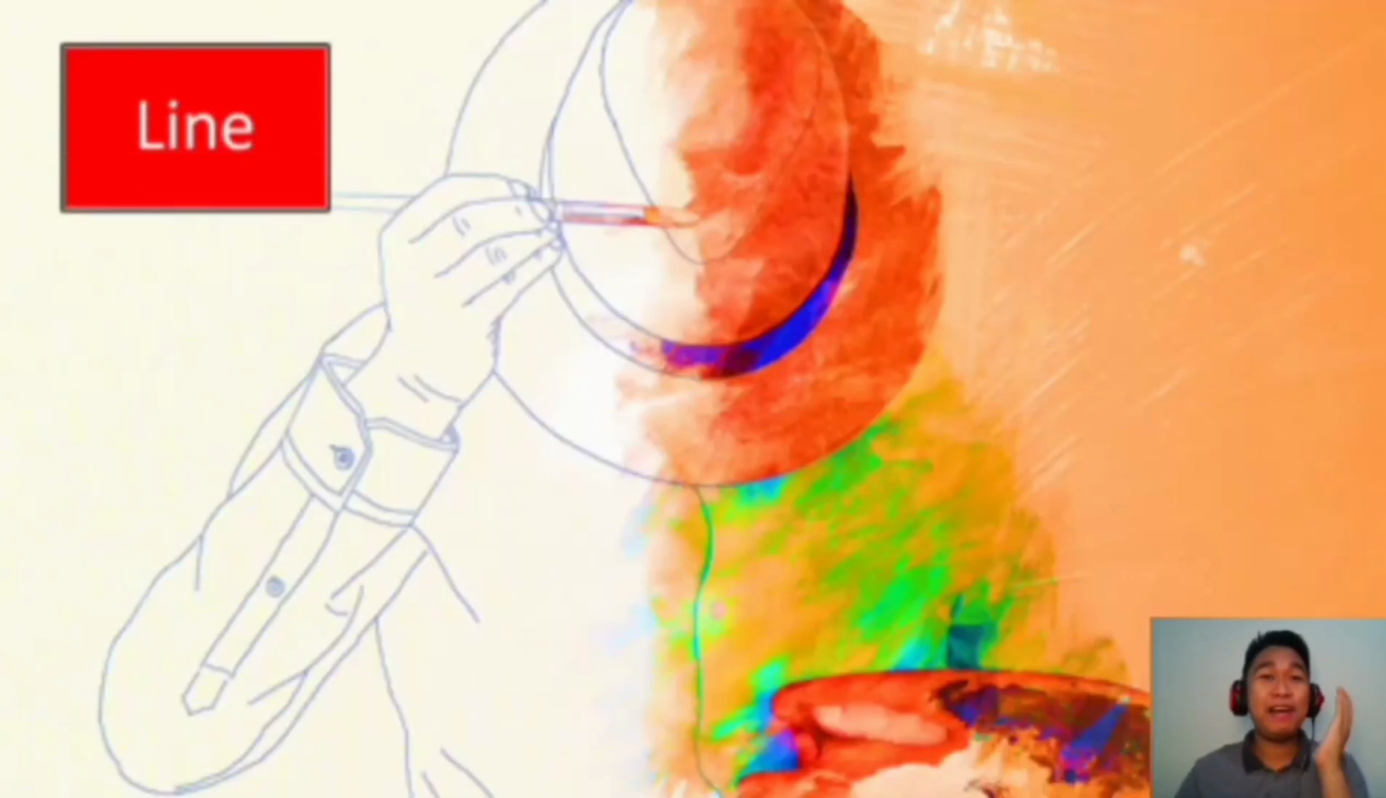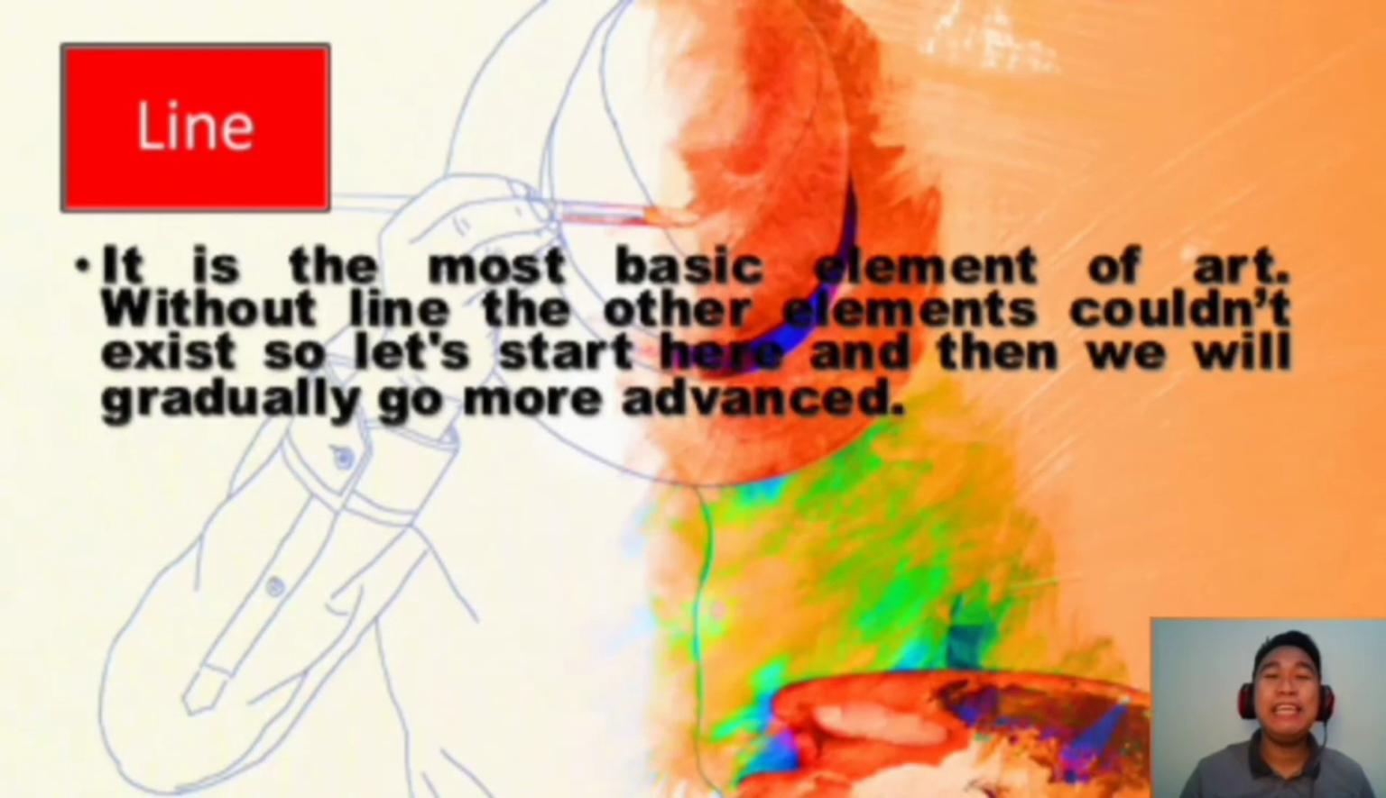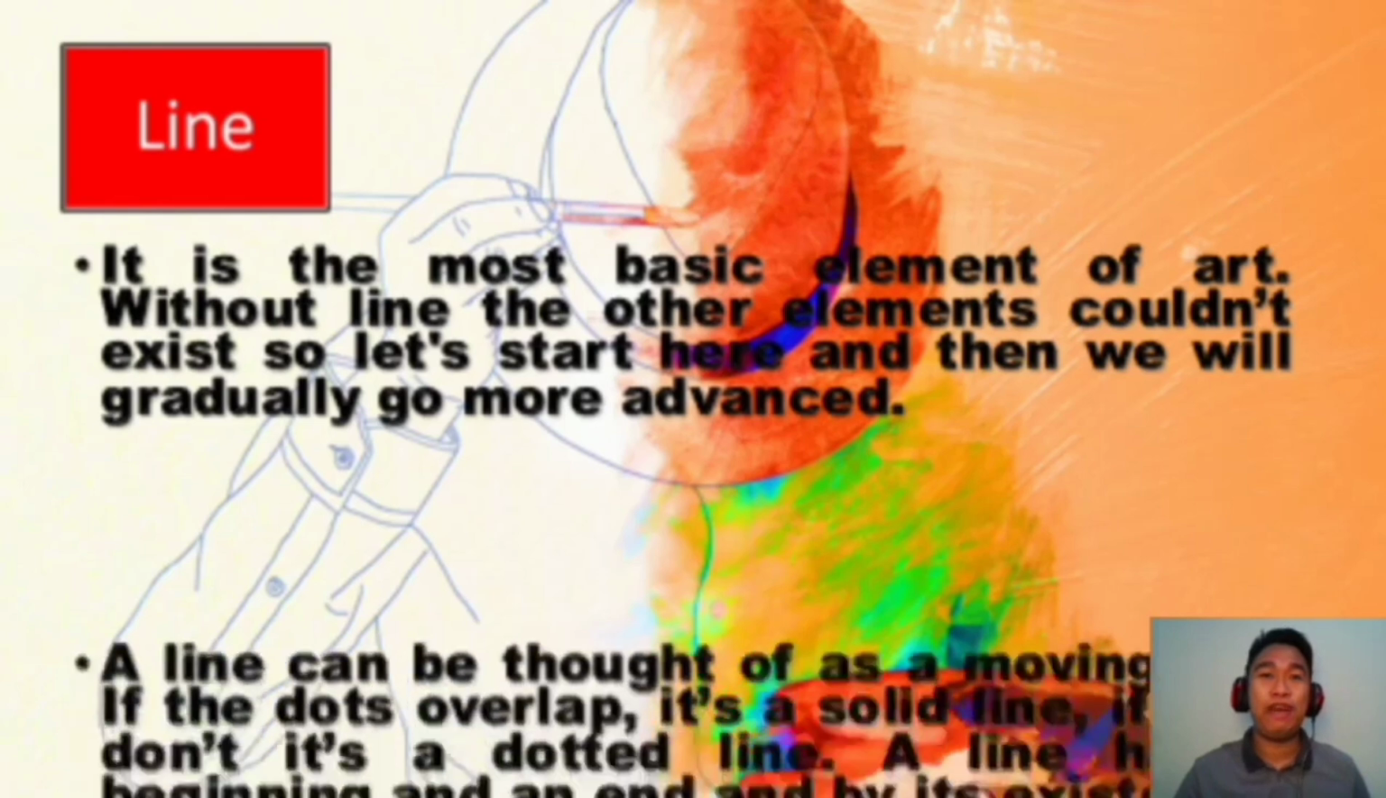The first thing that we are going to talk about is all about the line, mga kanakan. It is the most basic element of art. Without line, the other elements couldn't exist. So let us start here and then we will gradually go more advanced.